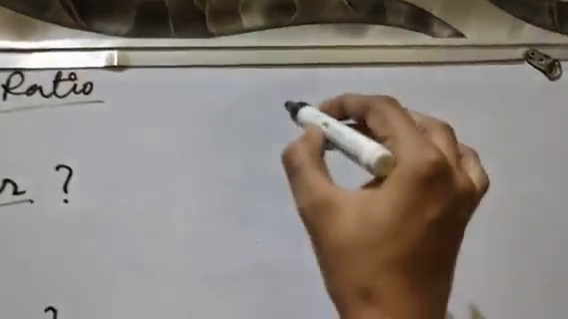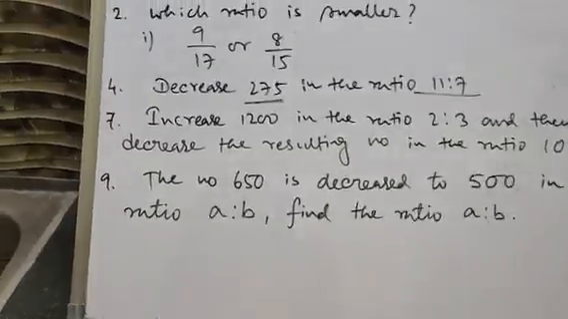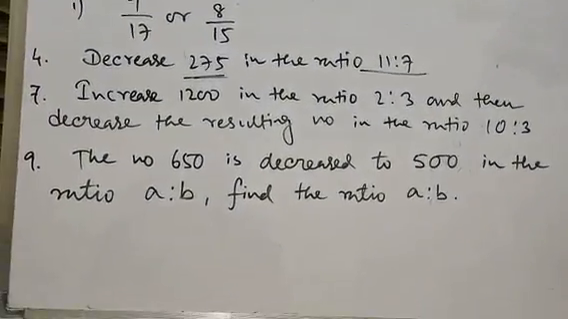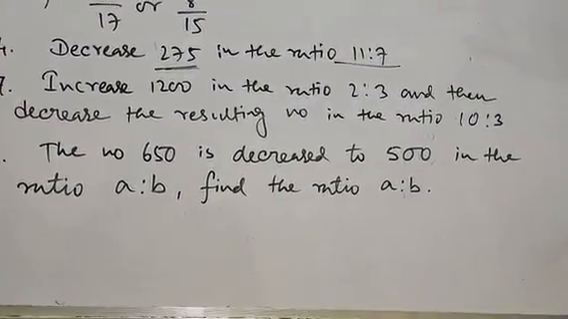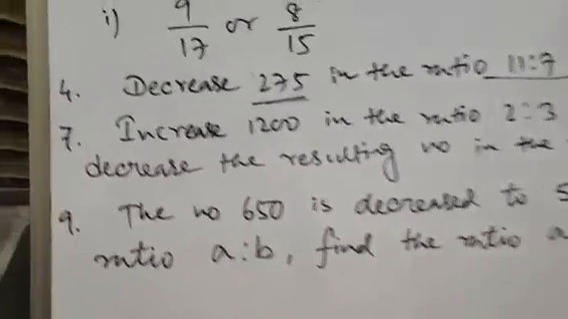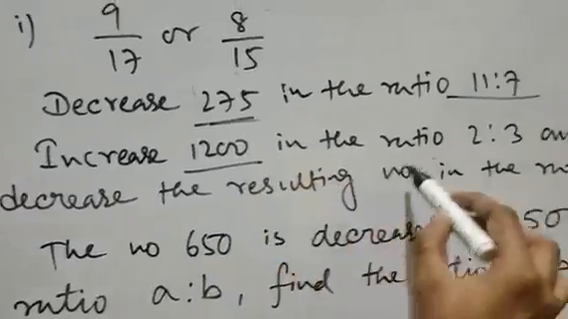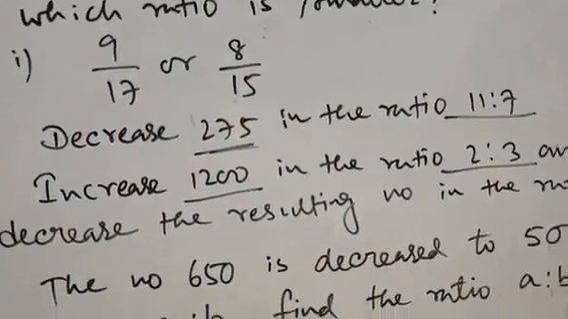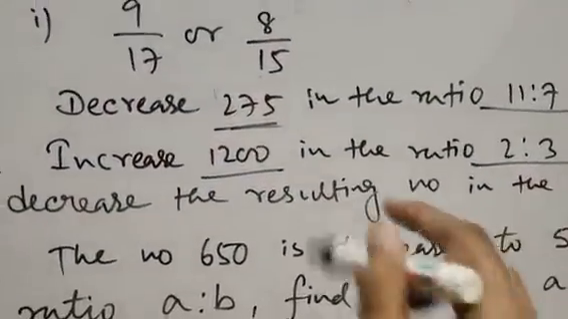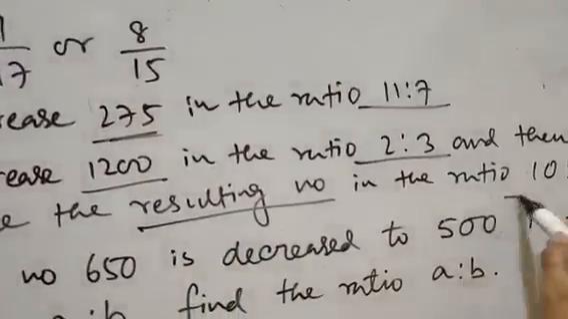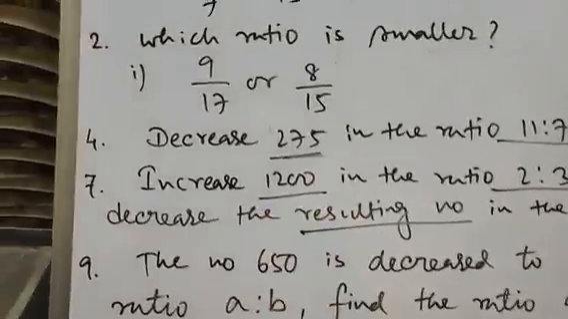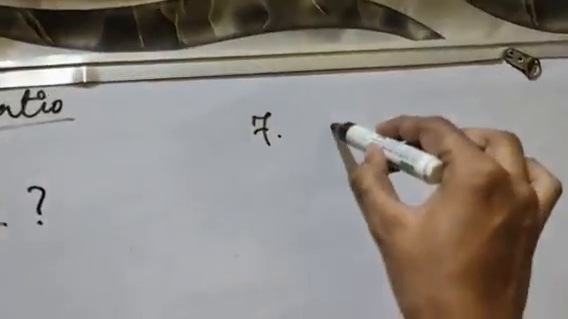Next, question number 7. Question number 7 says: increase 1200 in the ratio 2:3 and then decrease the resulting number in the ratio 10:3. That means we will first increase 1200 in the ratio 2:3 and then decrease that resulting number in the ratio 10:3. So first the given number is 1200, right?